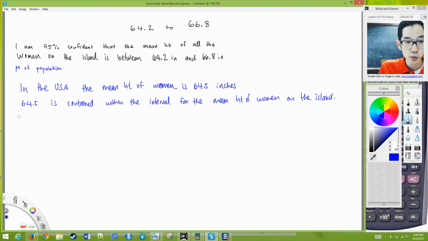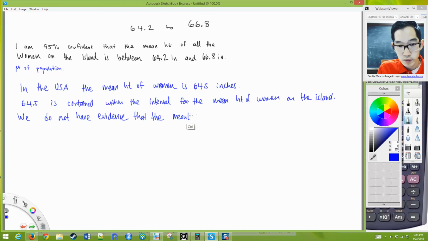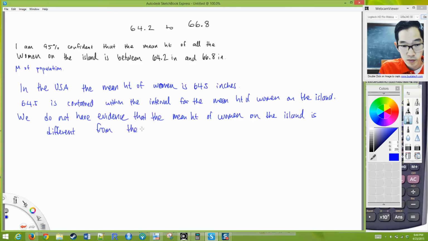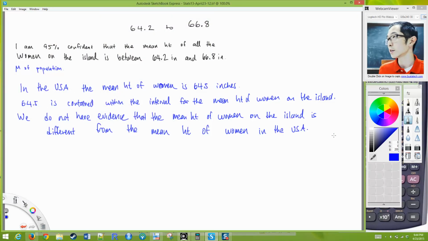Okay, so we do not have evidence that the mean height of women on the island is different. And so here is the contrasting conclusion, in that if the value that you want to know about is within the interval, then you do not have evidence that it's different.